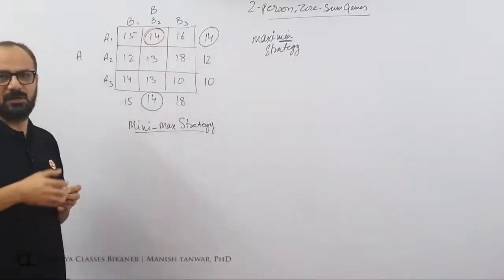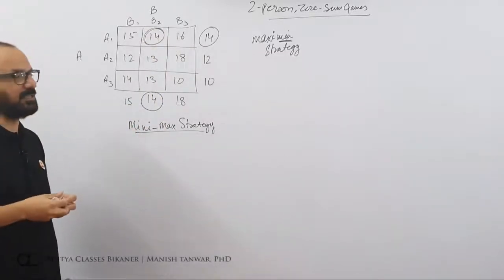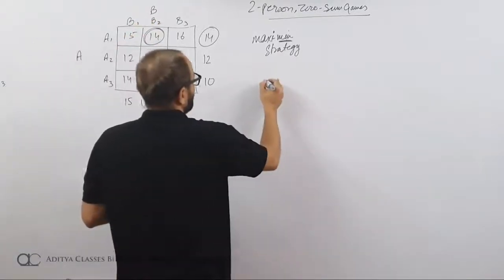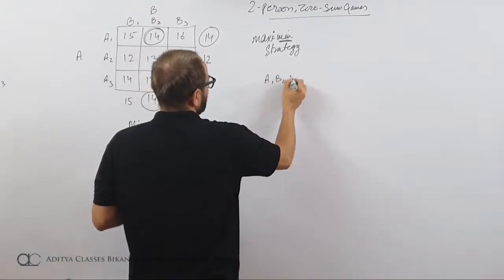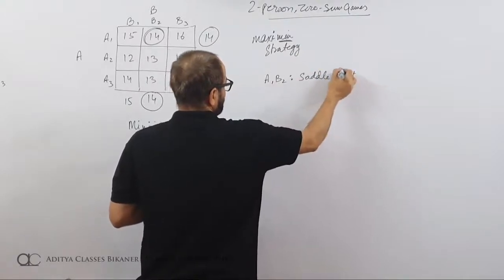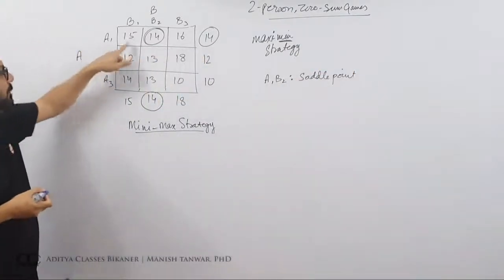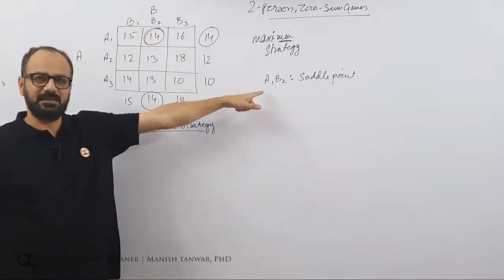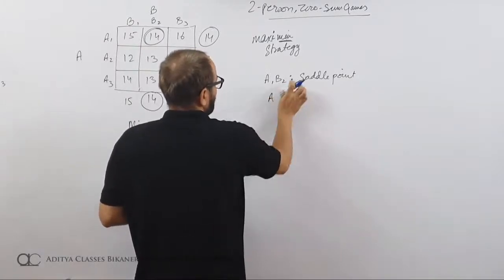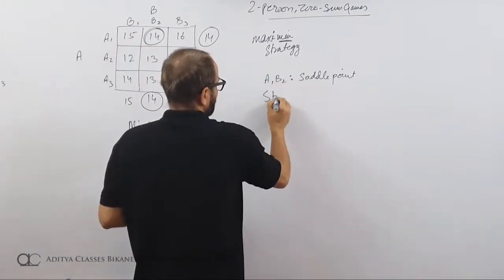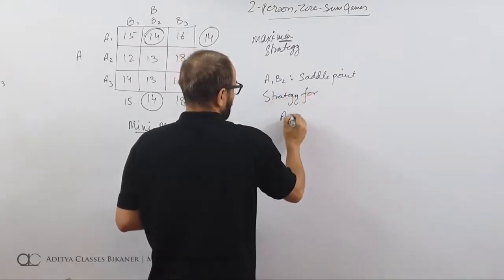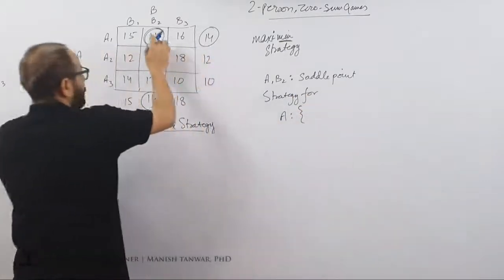If both row selection and column selection are pointing to the same point, then this particular location, A1, B2, is known as a saddle point. A1 and B2 is known as a saddle point. And strategies for A. We have a saddle point.